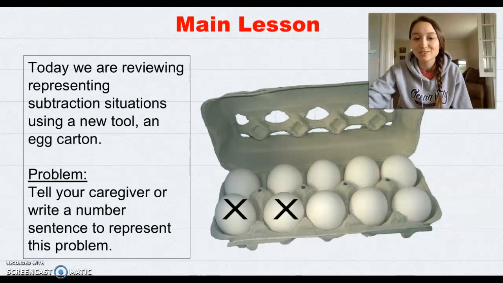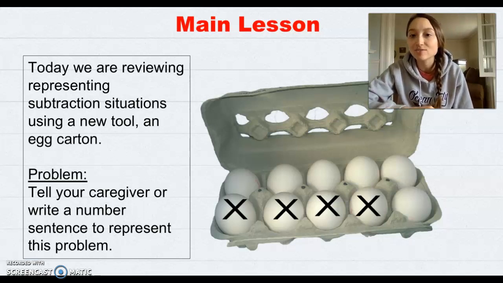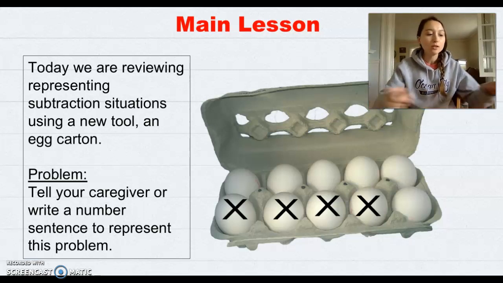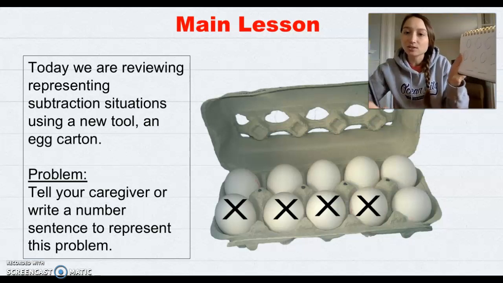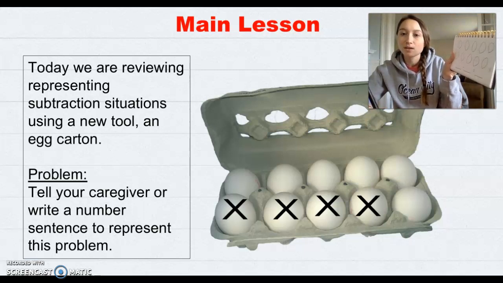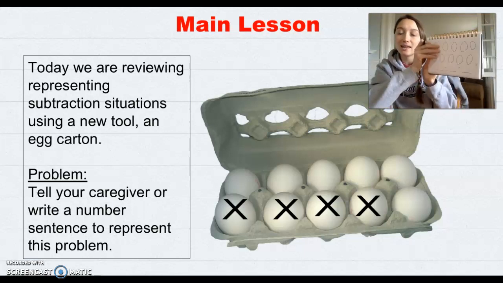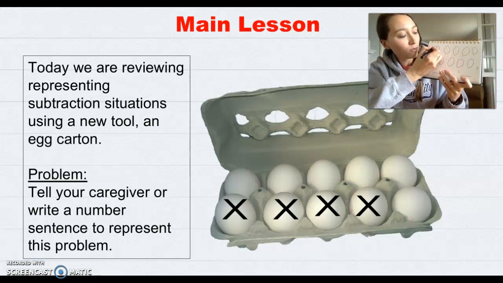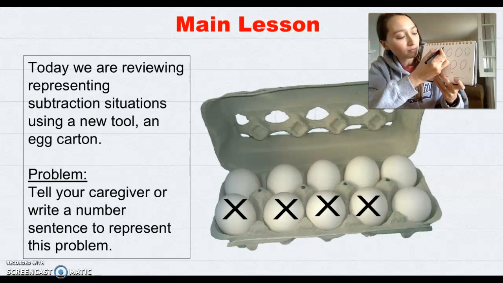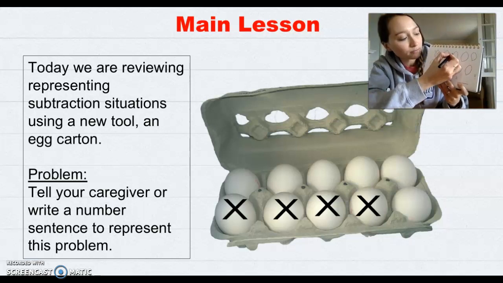But uh-oh. 1, 2, 3, 4 eggs got broken. I want to write a number sentence to match this picture. So the first thing I did, I made a representation just like the egg carton. So I drew 10 eggs. You can see them there. So I'm going to cross off the ones that got broken, just like the picture.